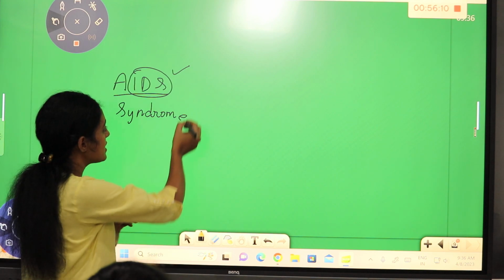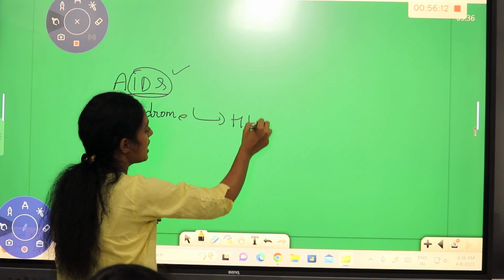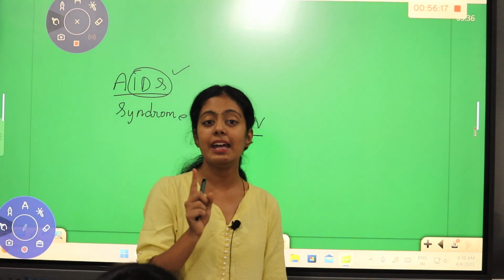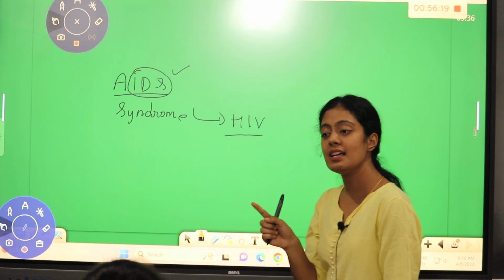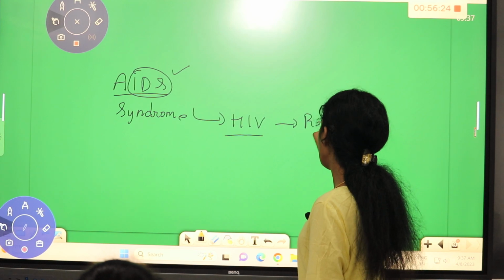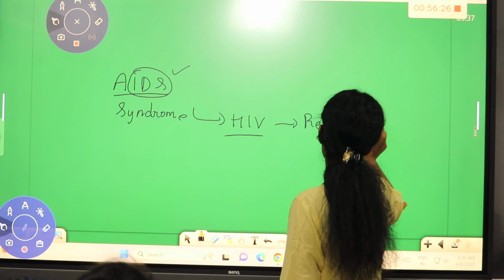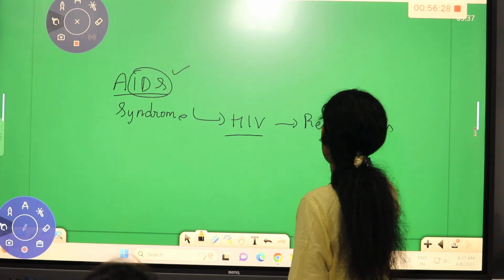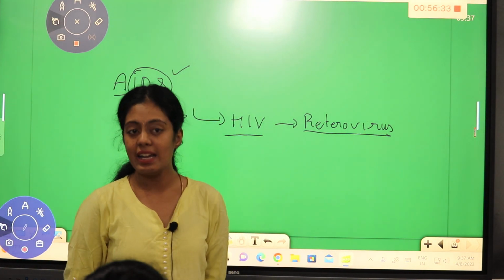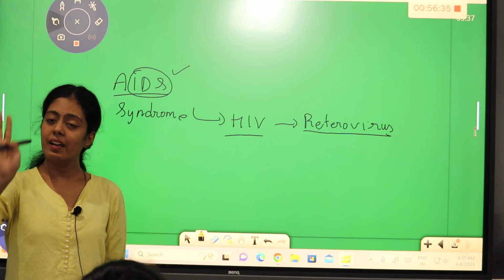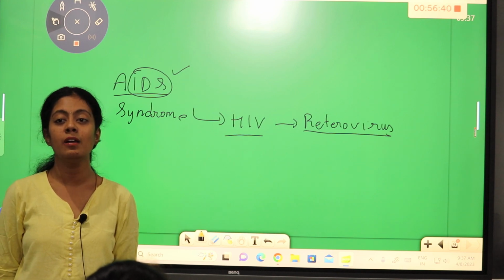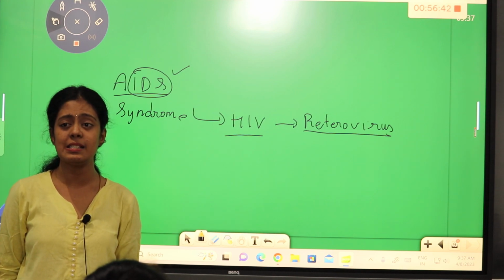It is caused by a virus called HIV. What is HIV? Human immunodeficiency virus. AIDS is the name of the disease, HIV is the name of the virus. And this HIV is a retrovirus. What do you mean by retrovirus, guys? It is an RNA virus. Retrovirus and RNA virus are slightly different. Can anyone think and tell me the exact meaning of retrovirus?